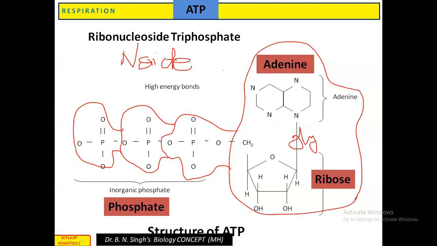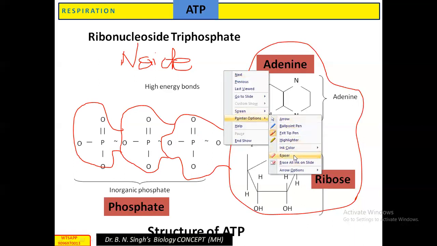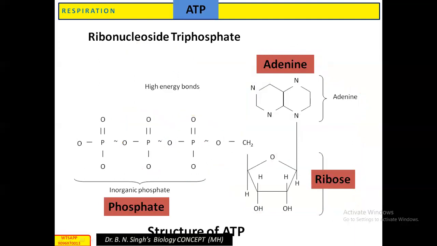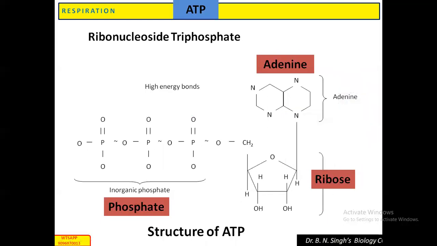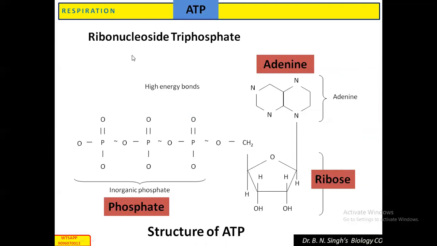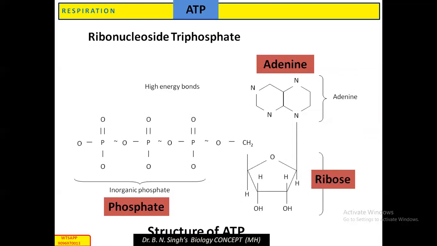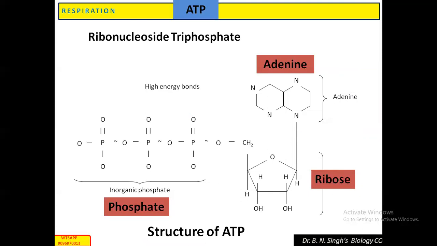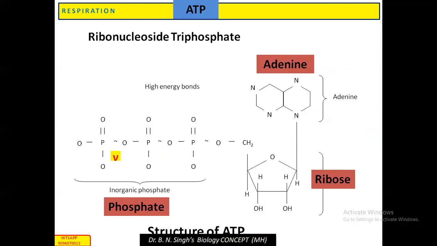Now, these phosphate bonds store the energy. Here, you can see the spring. This is the squiggle. The squiggle indicates the phosphate, the high energy bonds. These phosphate bonds conserve the energy. Whenever a phosphate is broken down, the free energy is released, and this energy is used for different metabolic processes. In the majority of metabolic processes, the phosphate of ATP is broken down and its free energy is utilized. There are three different phosphate bonds: alpha, beta and gamma phosphate.